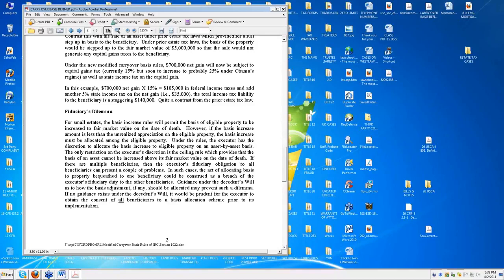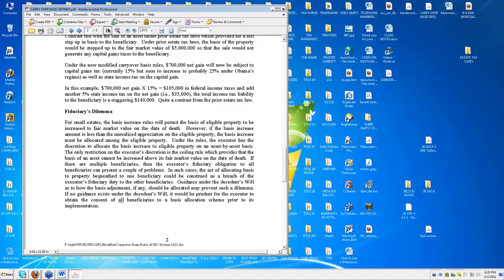Under the rules, the executor has the discretion to allocate the basis increase to eligible property on an asset-by-asset basis. The only restriction on the executor's discretion is the ceiling rule, which provides that the basis of an asset cannot be increased above its fair market value on the date of death.